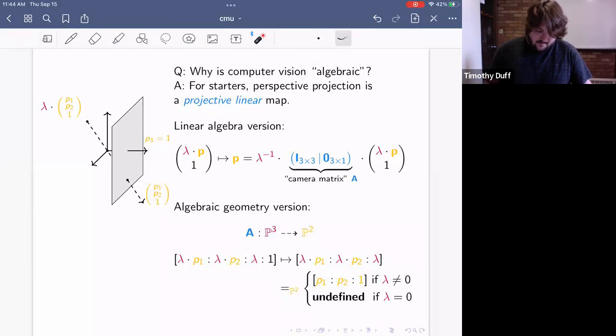And so the image that you get, if lambda is equal to 0, well, basically that means that you'd be imaging the origin, and there's no way to draw a line from the origin to itself, or there are too many ways to do that. And so actually the image of this perspective projection is undefined at the origin. And when I write a dashed arrow here, that just means that this is a rational map.